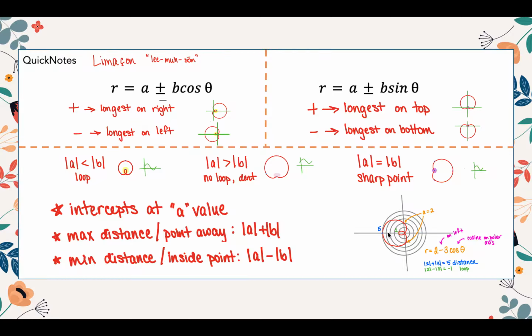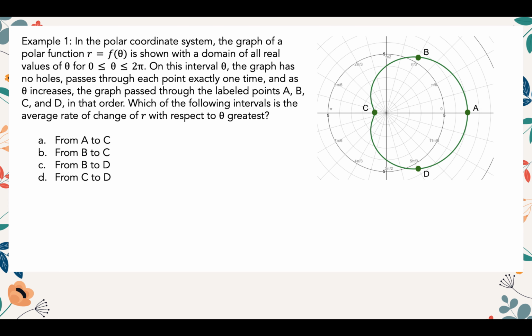That maximum distance out will hit that fifth ring, and then if I subtract those, I get 1, or negative 1, and my inner loop will hit at 1. And so that's what those 3 bullet points kind of mean. So that visual might help, hopefully. We're going to look at one example together, and then you're going to try the remaining one.